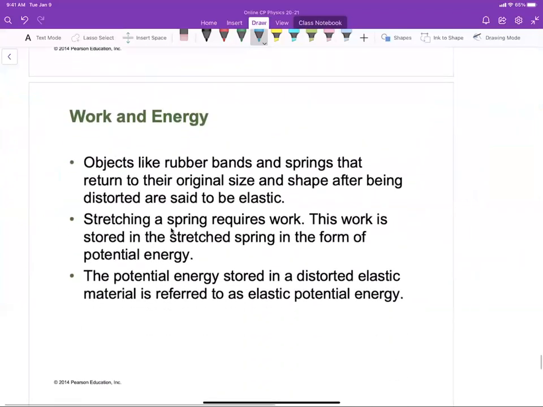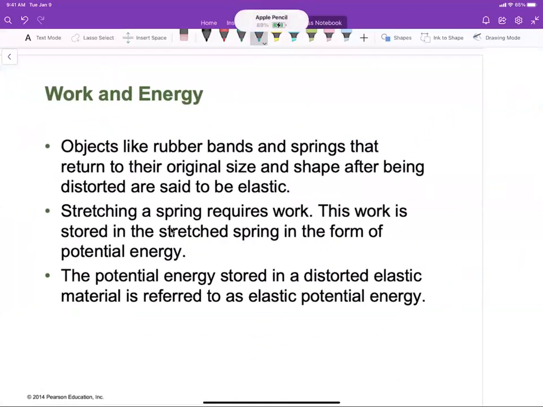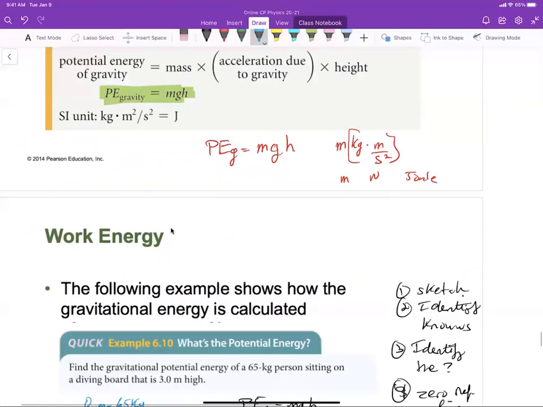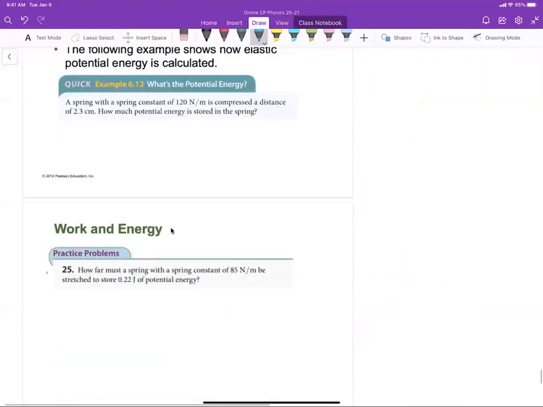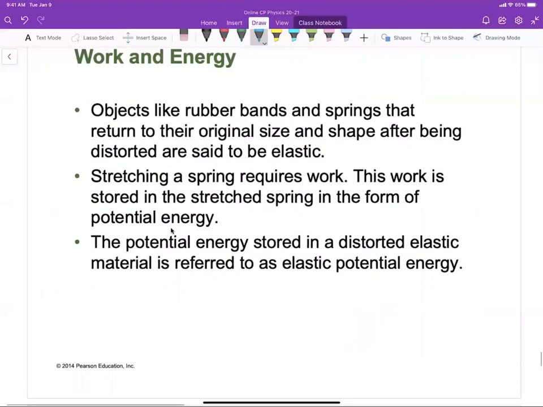All right. There's another type of stored energy, and that is potential energy that is related to elastic bands, springs, anything that can essentially change their shape after being distorted. For example, a bouncy ball: if you can imagine in slow motion, as it falls and hits the ground, it compresses, and that ball now has stored energy because it wants to go back to its original shape.